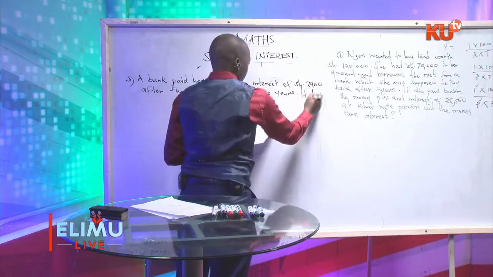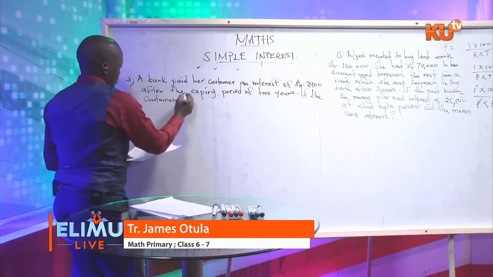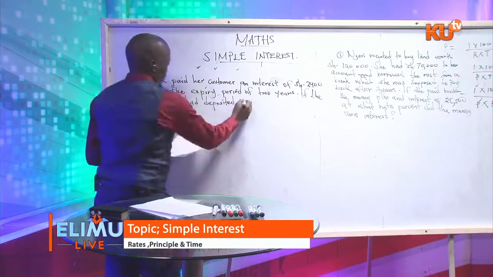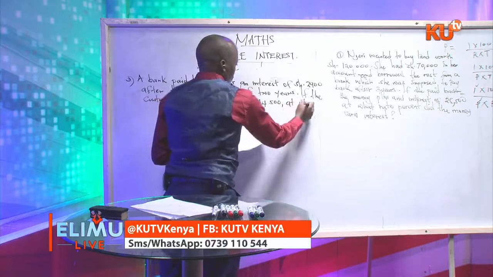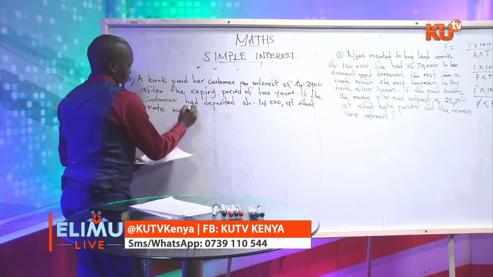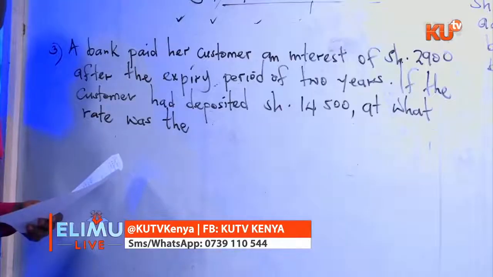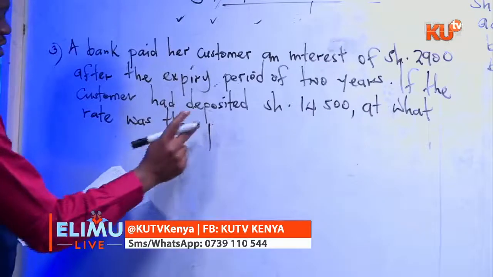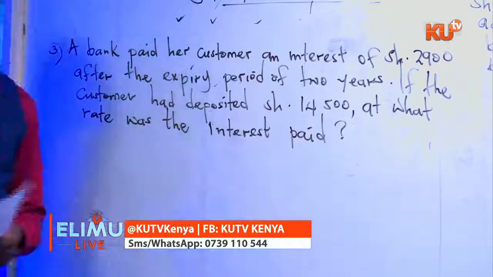If the customer had deposited 14,500 shillings, at what rate was the interest paid? At what rate was the interest paid?